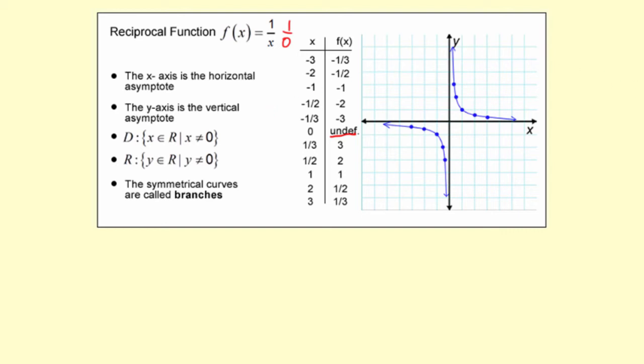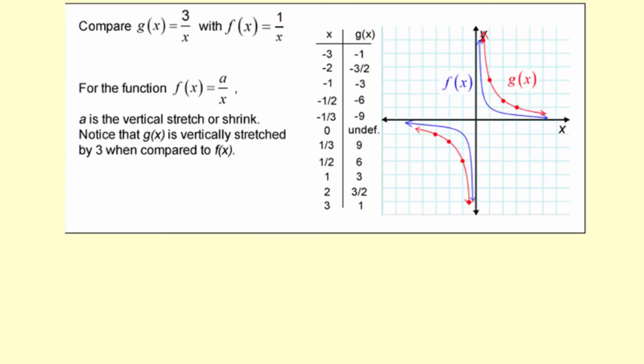Now I want to go into more detail on vertical stretches and shrinks. This is an example in the lesson as well. The g of x here is 3 divided by x, which is 3 times f of x, or a vertical stretch by 3. How can you tell by looking at the graph? When you're 1 to the right of the vertical asymptote, normally you would be here. But notice that instead of 1 up from the horizontal asymptote, you're actually 3 up, way up here.